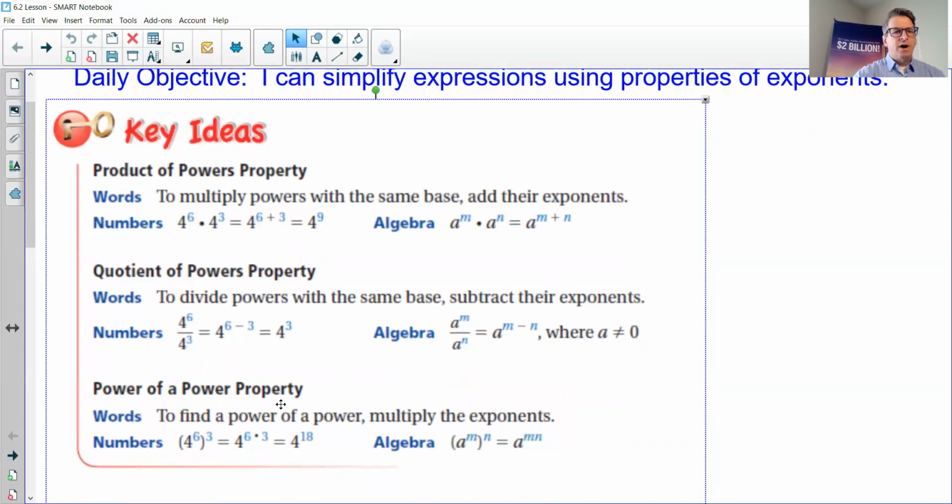The last one is the power of a power property. So if you find a power of a power, you multiply the exponents. Here's the numbers example down here, along with an algebra example.